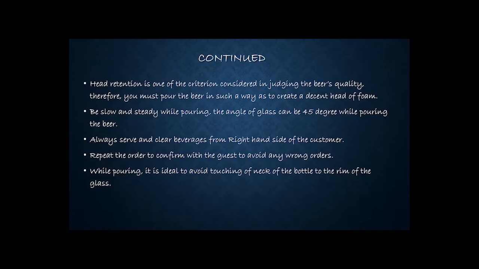The angle of the glass can be 45 degrees while pouring the beer. Always serve and clear beverages from the right hand side of the customer. Repeat the order to confirm with the guest in order to prevent any wrong orders. While pouring, it is ideal to avoid touching the neck of the bottle to the rim of the glass.